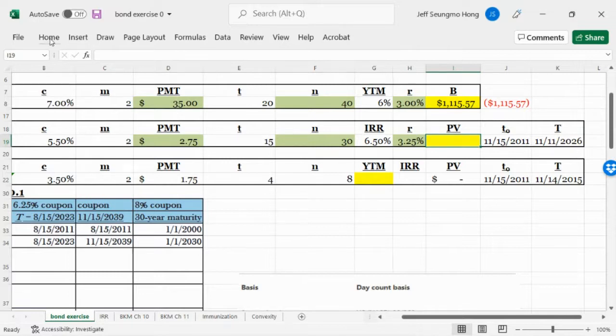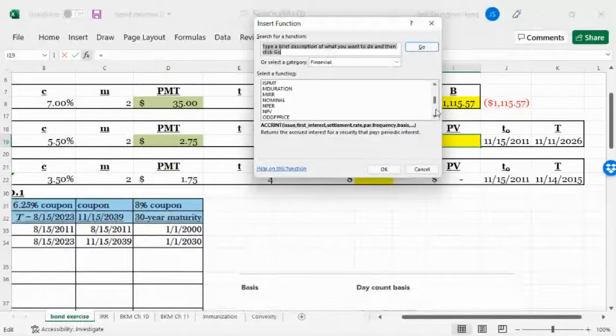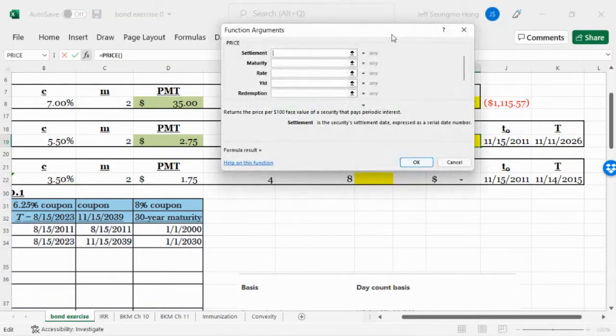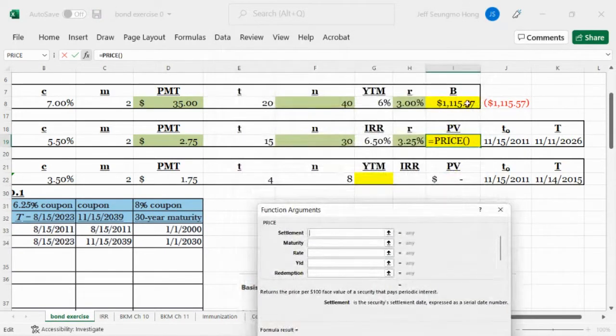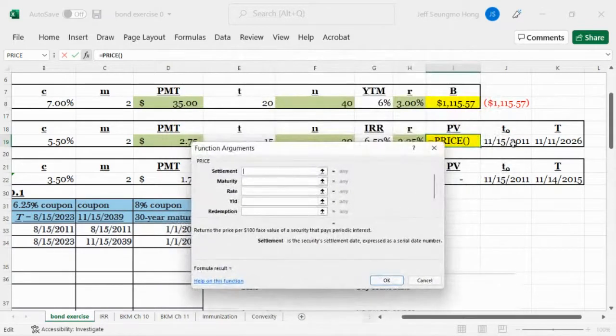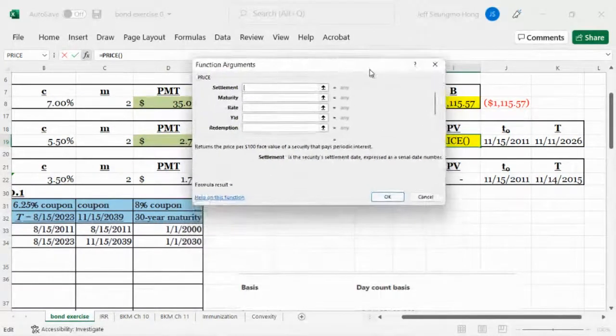Okay, with that in mind, we'll use the price function. So go to function, select financial, price, and once again, I would just recommend doing this using the formula. But if you have a settlement date and a maturity date, we'll have to use the price function.